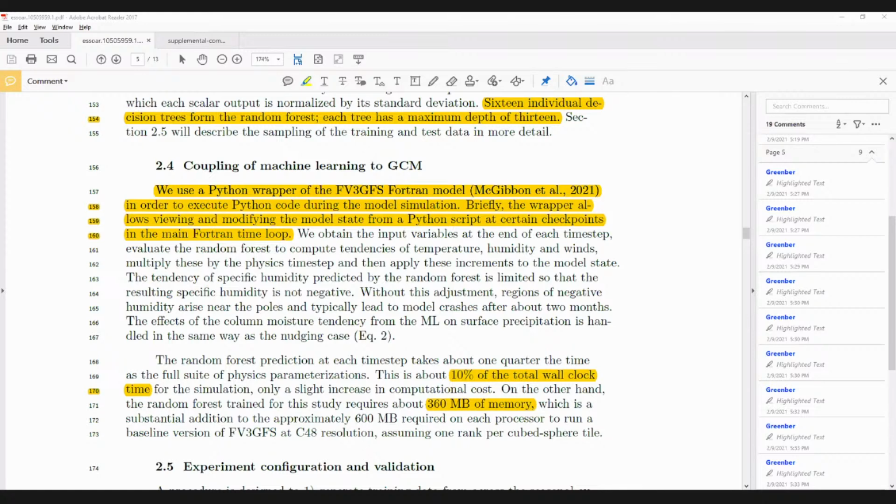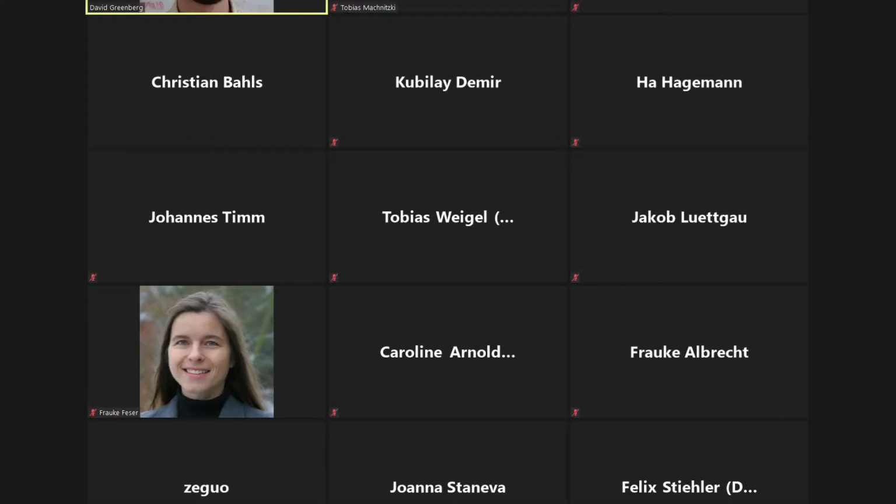So Hai is asking a very good question. Is observation data available on the surface only or only on vertical levels? So this is a little bit of a tricky point. Let me go back to, am I sharing? I've been sharing my PDF the whole time or what? Let me share my whole screen.